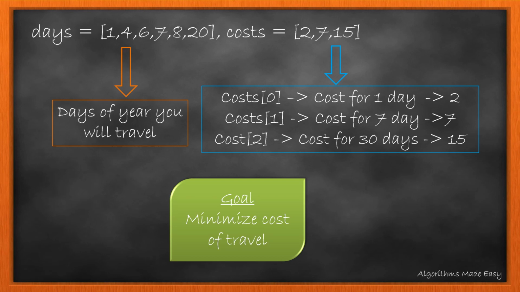Taking this example, the days array represents the days of travel. The cost array represents the cost of 1-day, 7-day, and 30-day pass for travel at position 0, 1, and 2 respectively. Our goal is to minimize the cost.